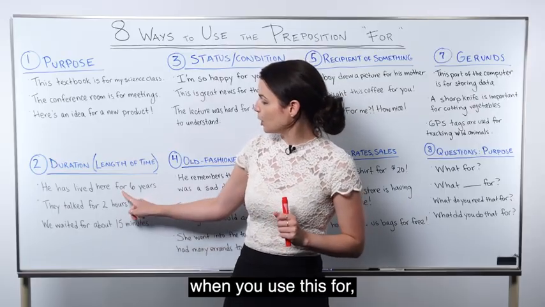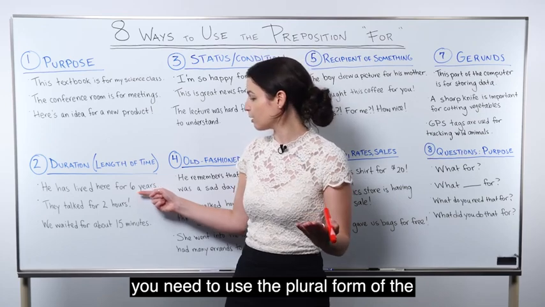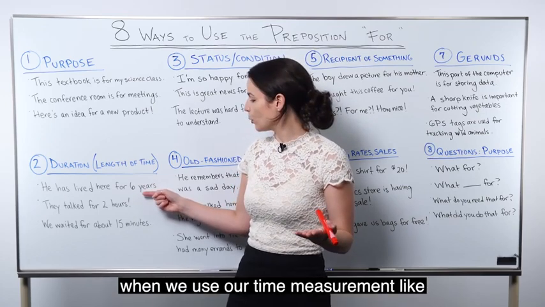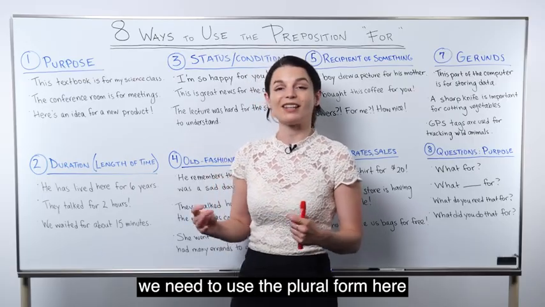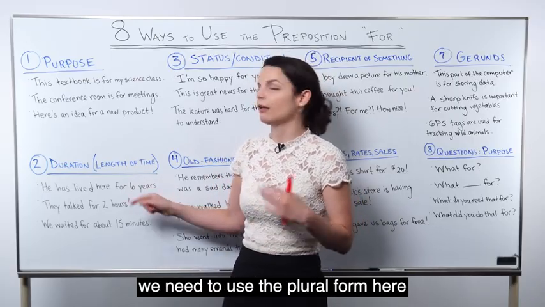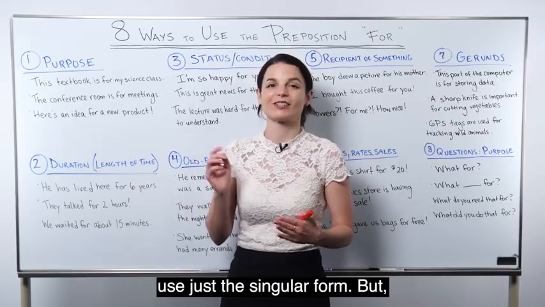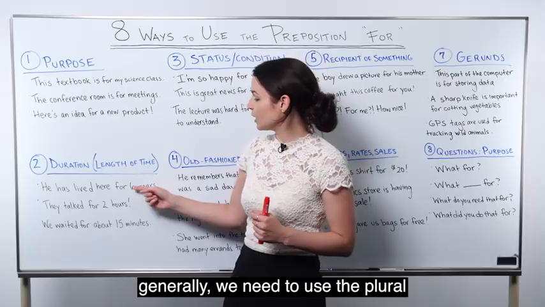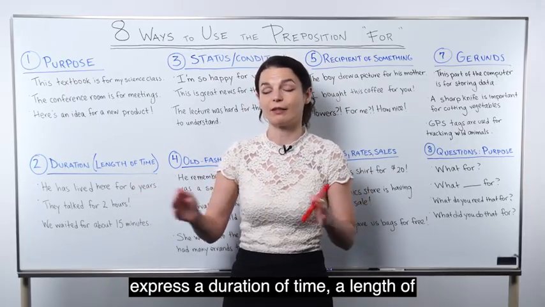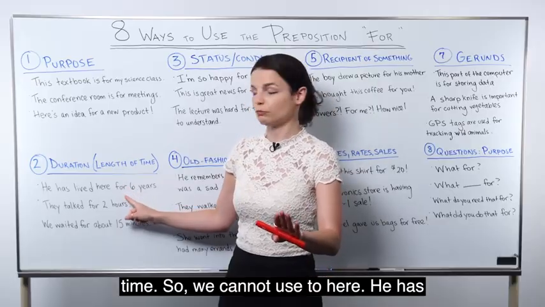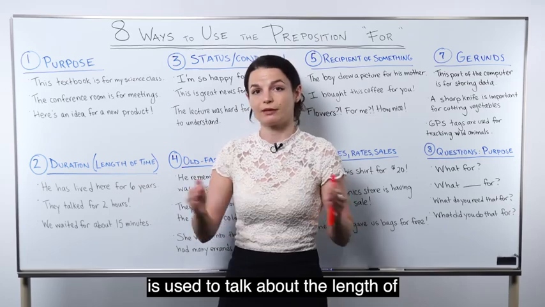So please note, when you use this for, you need to use the plural form of, in this case, years that follows. So when we use our time measurement, like year or hour, minute, second, and so on, we need to use the plural form here, as long as it's not one. Of course, if it's 1 year, we need to use just the singular form. But generally, we need to use the plural form in sentences like these that express a duration of time, a length of time. So we cannot use to here. He has lived here 6 years is incorrect. For is used to talk about the length of time.